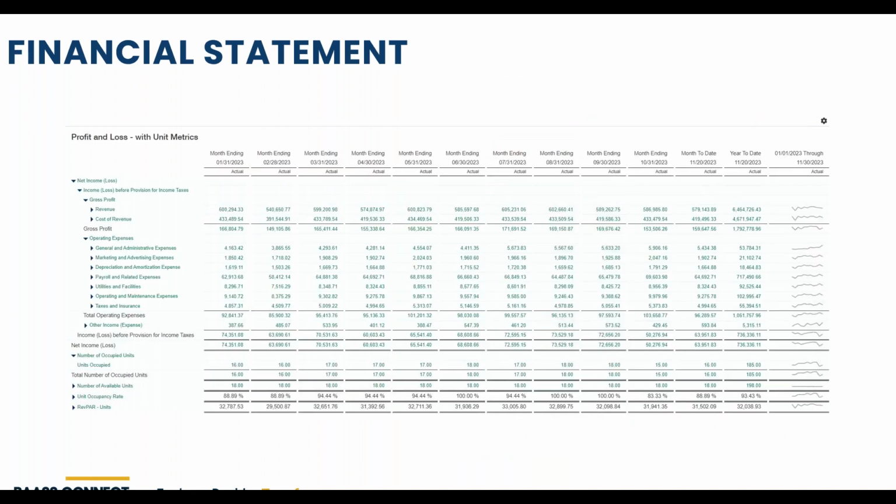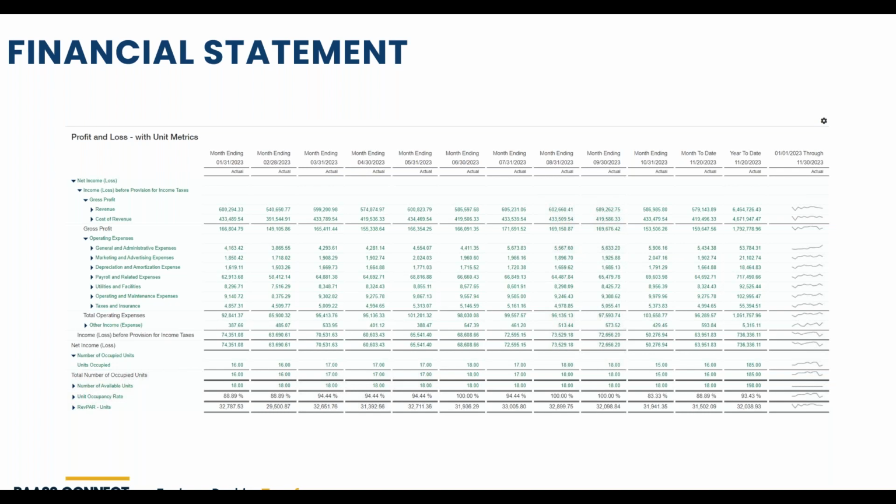This is an example where month over month, I think all of us would love to be able to create a financial with months over months. But in this particular case, what I want to share with you is at the bottom, where I now have statistical information. It's a little bit difficult to see, I apologize, but towards the bottom, under net income, there's number of occupied units, number of available units, occupied rate, and revenue per unit.